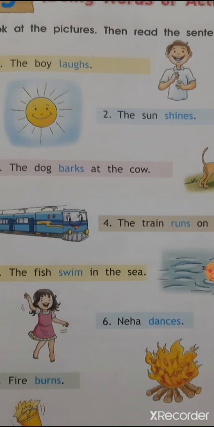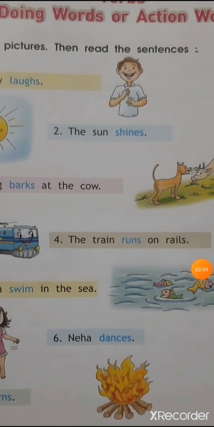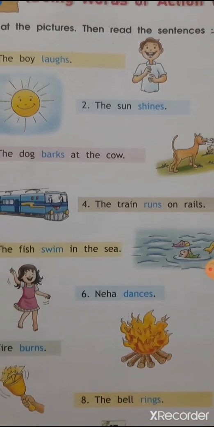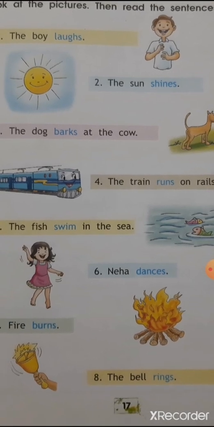The dog barks at the cow. He is barking at the cow. The next is: the train runs on rails. The fish swim in the sea. The action of the fish is to swim in the sea. The word swim is informing us of the action.